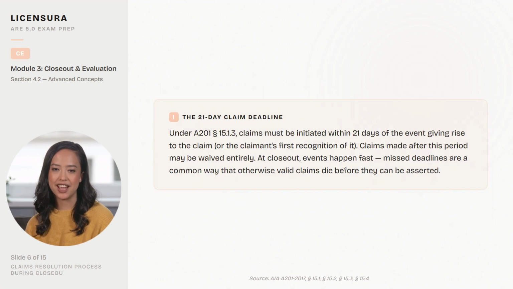The 21-day claim deadline. Under A201, Section 15.1.3, claims must be initiated within 21 days of the event giving rise to the claim, or the claimant's first recognition of it. Claims made after this period may be waived entirely. At closeout, events happen fast. Missed deadlines are a common way that otherwise valid claims die before they can be asserted.